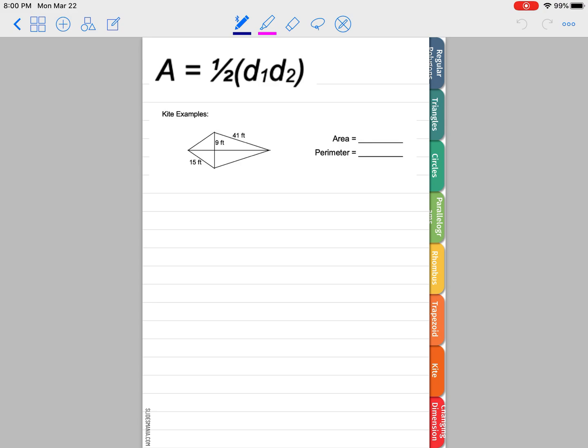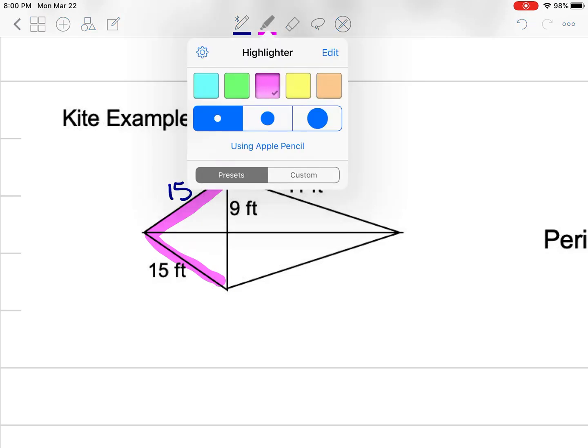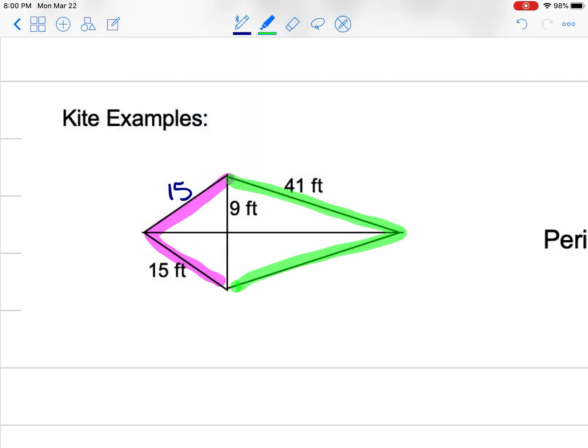All right, last quadrilateral here would be the kite, and the formula is just like it is with the rhombus, so diagonal times diagonal divided by 2. And let's think about some things we know about kites. Well, we know that these 2 sides are the same, so both of those would be 15. We know that these 2 sides are the same if it's a kite, so this is 41. So now we have everything we need for the perimeter. We also know that this diagonal has been bisected, so both of those are 9. So we have one diagonal would be 18, but we need to find our other diagonal.